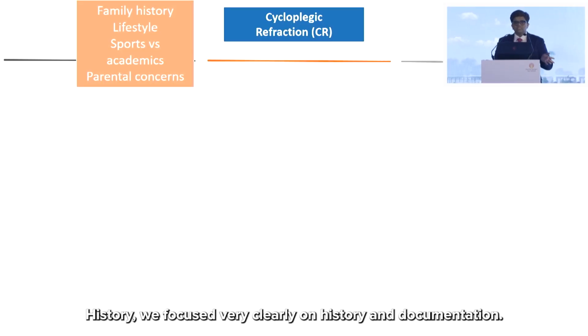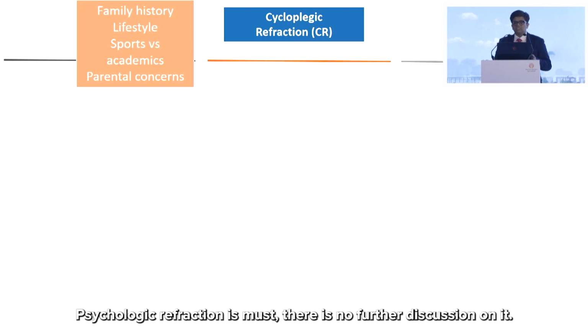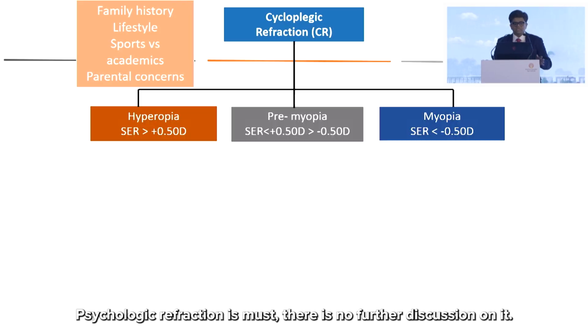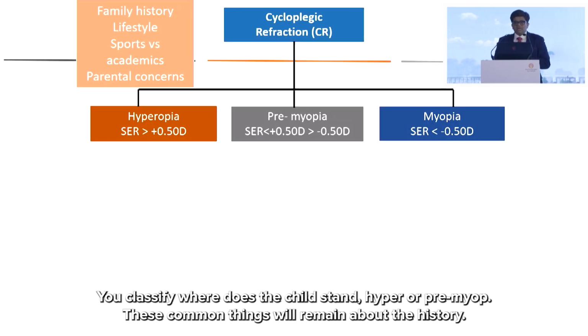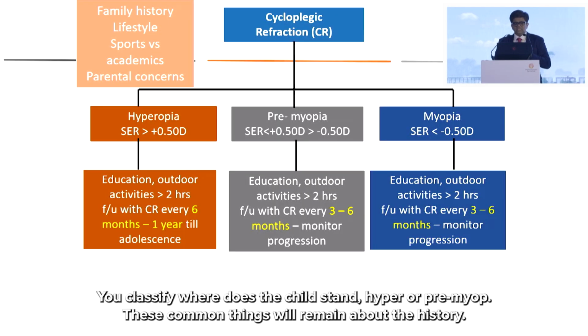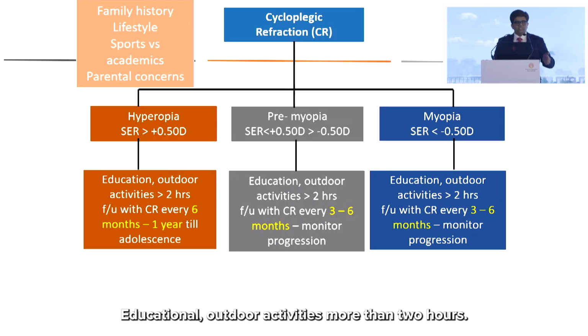So to summarize, a quick table which may make things easier to decide. History: we focused very clearly on history and documentation. Cycloplegic refraction is a must, there is no further discussion on it. You classify where the child stands: a hyperope, pre-myope, or myope. These common things will remain about the history: educational, and outdoor activities of more than 2 hours.